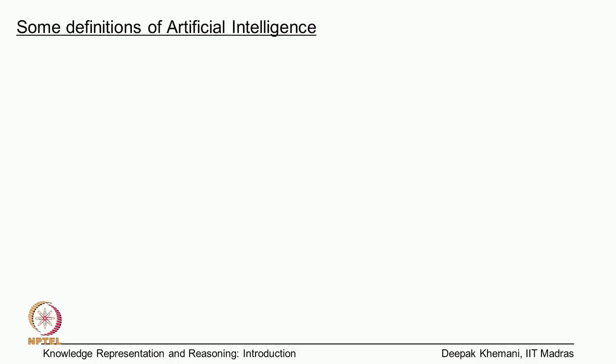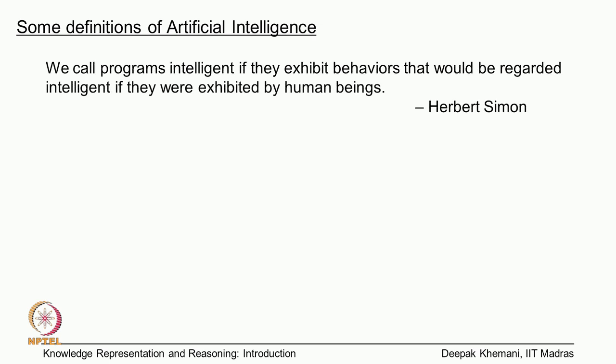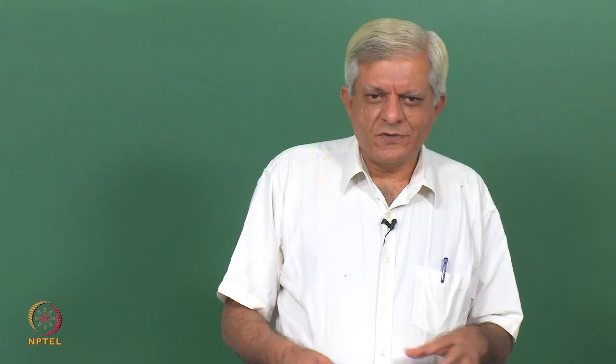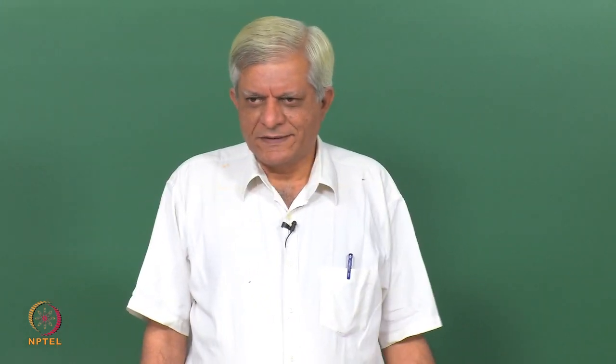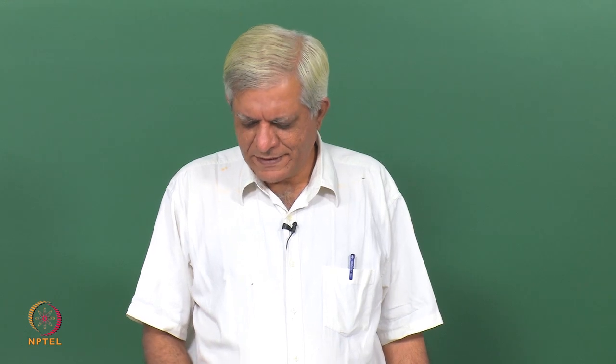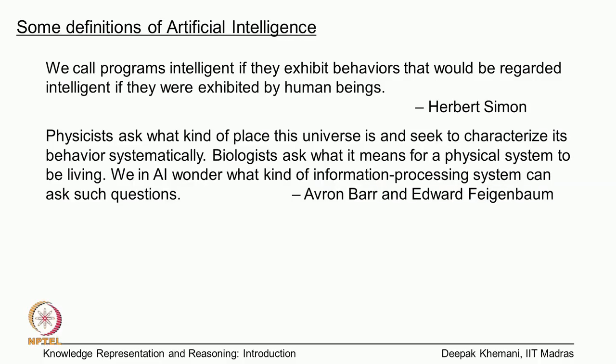We'll start with some basic definitions of AI. One of the oldest is by Herbert Simon: we call programs intelligent if they exhibit behaviors that would be regarded intelligent if they were exhibited by human beings. This is the most standard way of thinking about AI: can you make programs do what people do, with an underlying assumption that what people do is intelligent activity. That's one of the oldest definitions. Simon was one of the founders of AI.